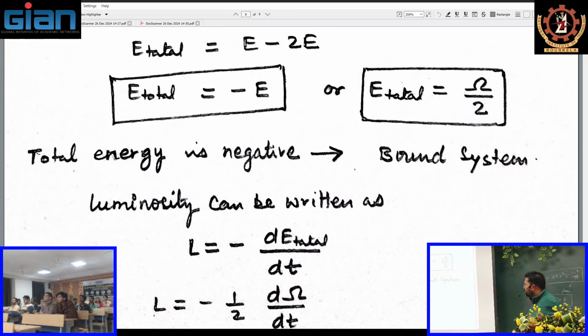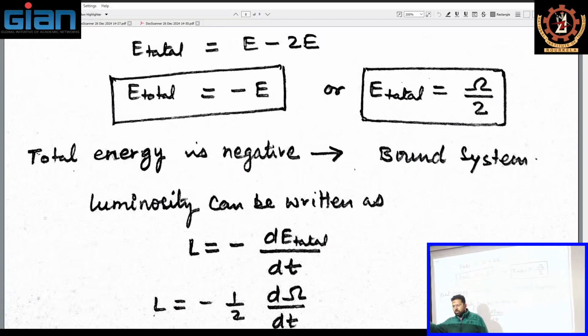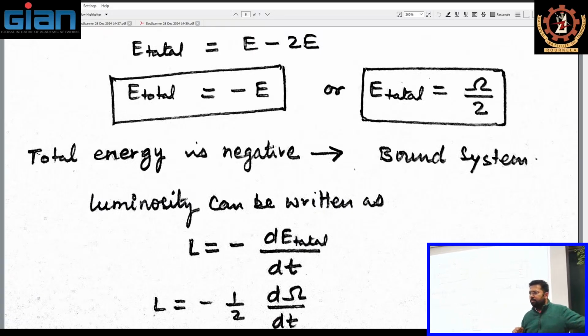Now the luminosity can be written. How can we write the luminosity? If you have the total energy, remember that. What is the definition of luminosity? Energy per unit time. So it is the rate at which the star is liberating energy, the rate at which the star is actually losing energy. So if you have the total energy and you differentiate it with respect to time, the quantity you will get is the luminosity.